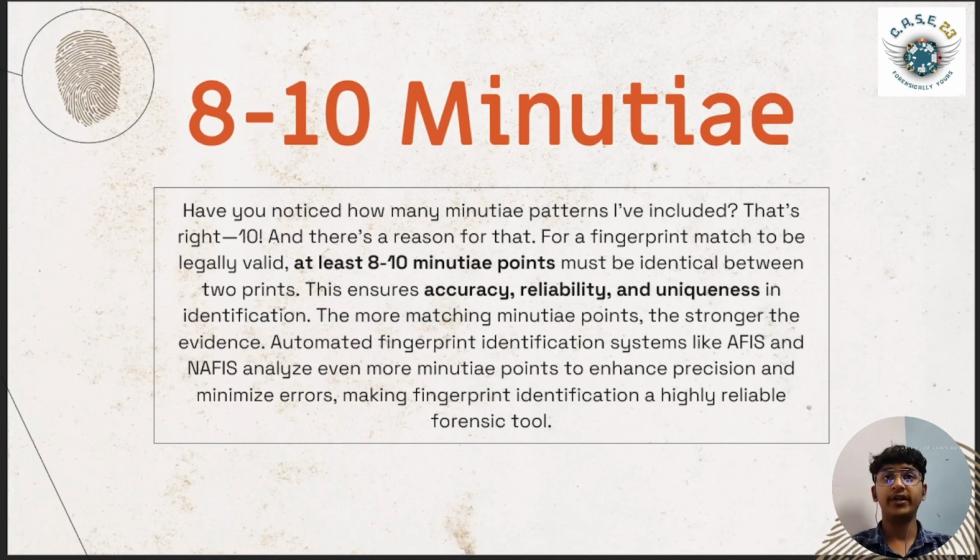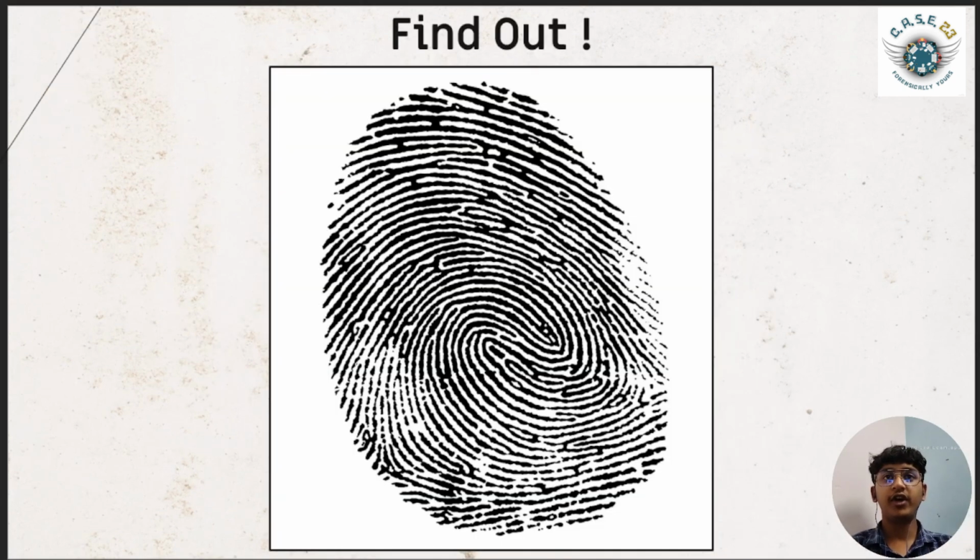But here's the cool part. Modern automated fingerprint identification systems, AFIS, go way beyond just 8 or 10 points. These systems scan and compare dozens, sometimes even hundreds of minutiae points to make sure there is no room for error. The more matching minutiae points, the stronger the evidence, making fingerprint identification one of the most foolproof forensic tools out there.